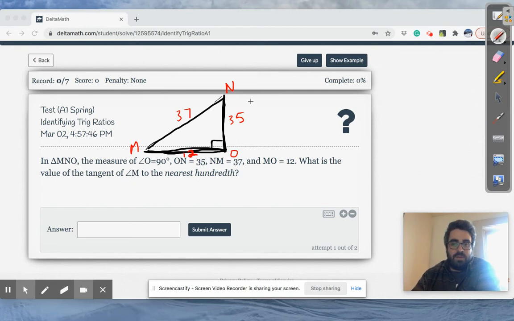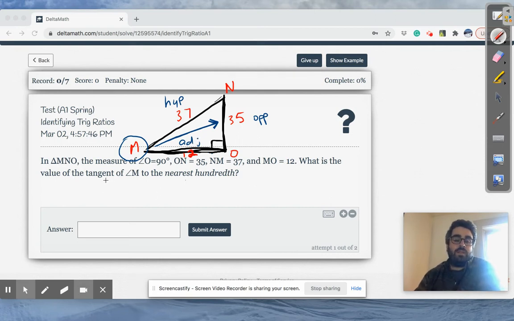So angle M is my reference angle, so I'm going to put a circle around that. I'm going to use angle M to label the triangle. I like to start by labeling my opposite side. In this case, my opposite side would be 35. My hypotenuse is across from the right angle, so that would be 37. And then my adjacent side is what's left over, and that's side MO on the bottom. Let me write that a little more clearly for you so you guys can see. So I'll just write it up here. The adjacent side is on the bottom.